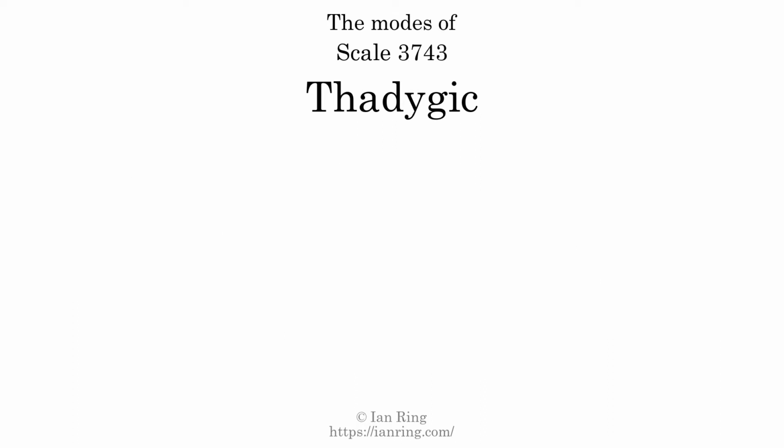This scale has 9 modes. The first mode is itself. The second mode is scale 3919, also known as Thadygic. It sounds like this.